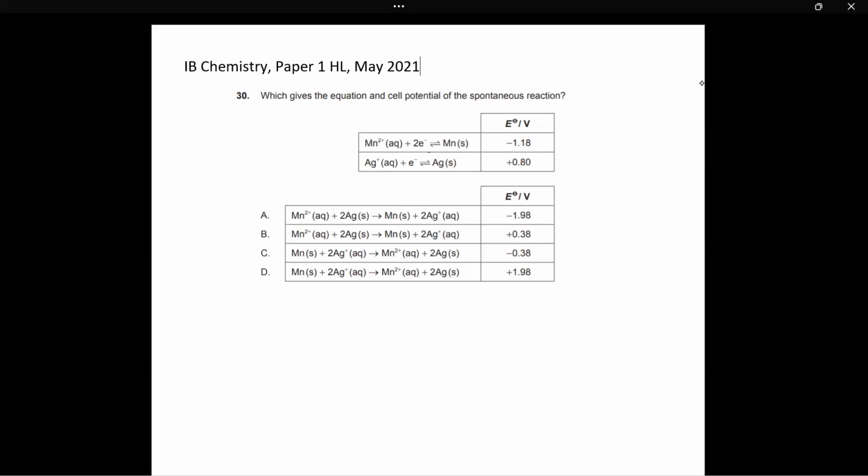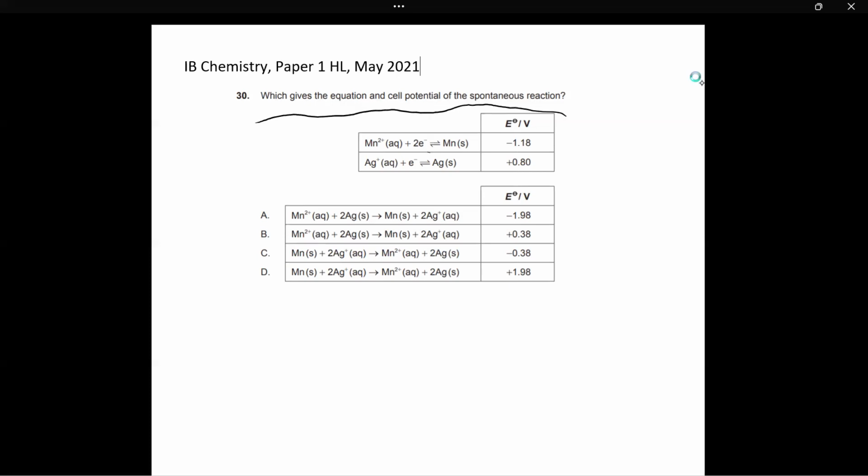So for Mn2+ to be reduced to Mn, the E0 value is negative 1.18. And for a silver ion to be reduced to silver, it has an electrode potential of positive 0.80.